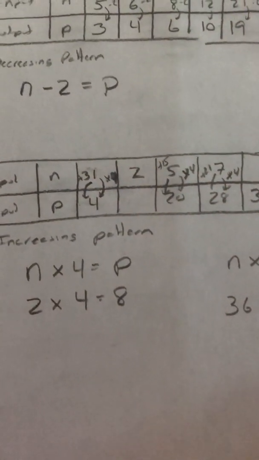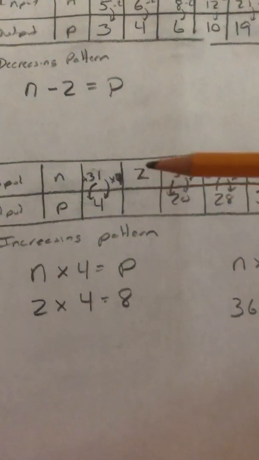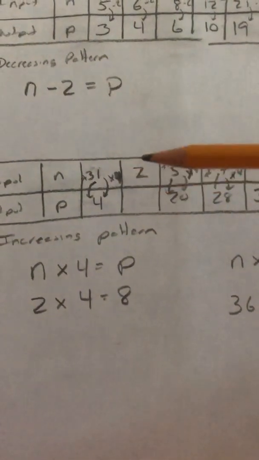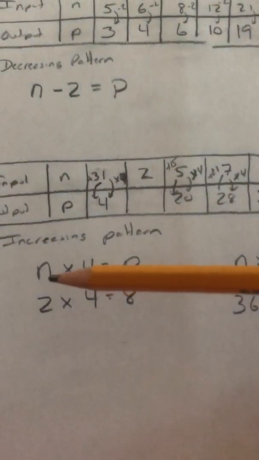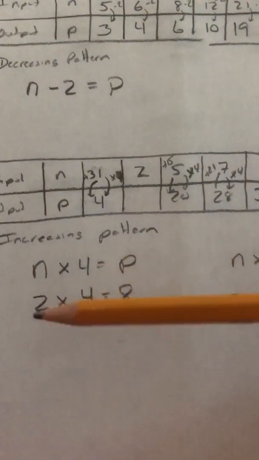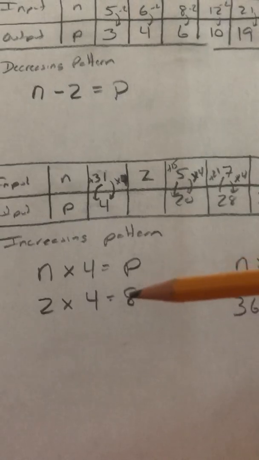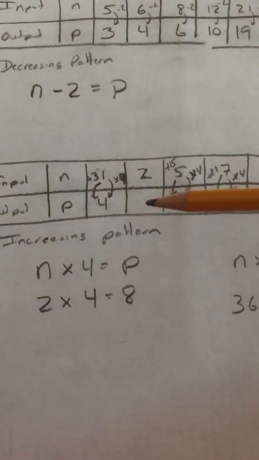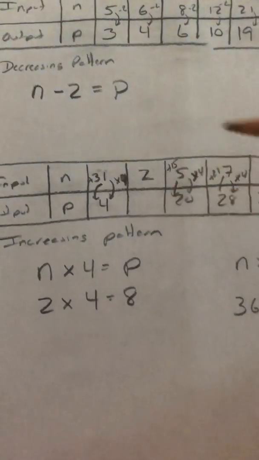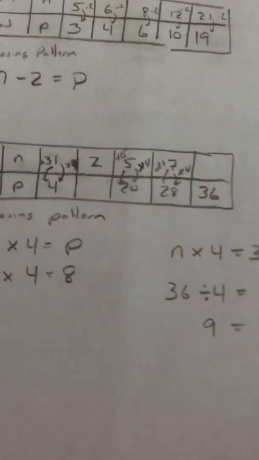So in order to figure out the first part, if I have 2 as an input, well, I just plug 2 into my times 4 pattern. So 2 times 4, my output is going to be 8. So 8 would go in this empty box. Now it gets a little trickier when we come here.